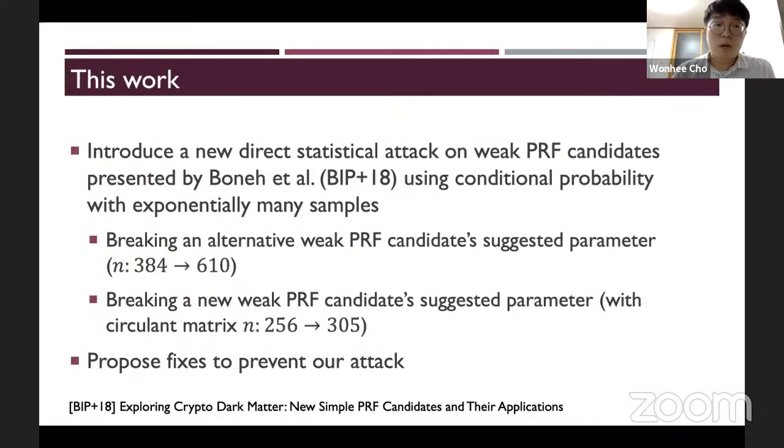Thank you for the introduction. In our paper, we introduced a new direct statistical attack on the weak PRF candidates presented by Boneh et al., using conditional probability with exponentially many samples. Boneh et al. proposed two weak PRF candidates, and we break both suggested parameters in a special case. And also, we propose a fix to prevent our attack.